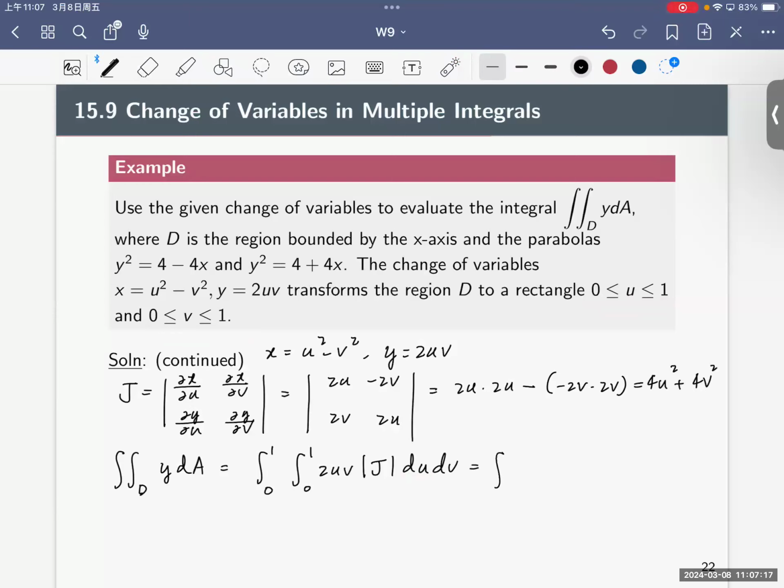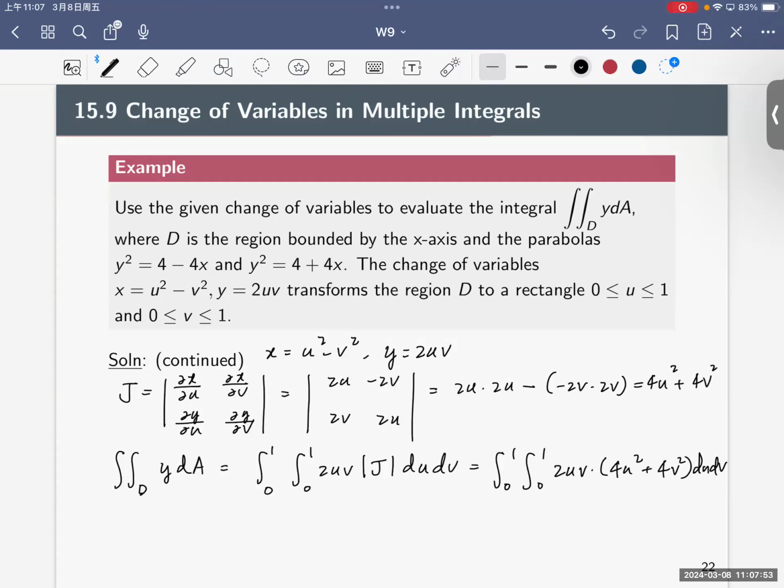So I just need to find the absolute value of the Jacobian, 2uv. The absolute value of the Jacobian is 4u squared plus 4v squared. This is always positive, right? So its absolute value is itself, 4u squared plus 4v squared, du dv. So this is how you change a double integral into a new double integral in terms of the new variables.